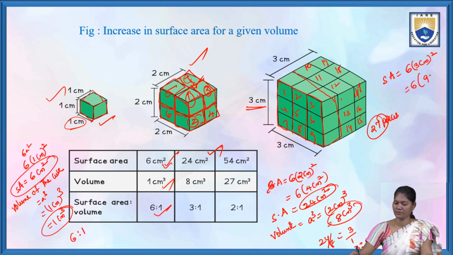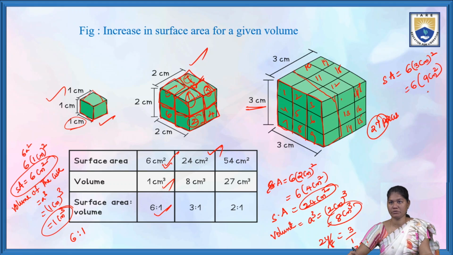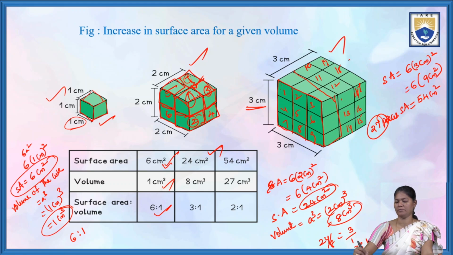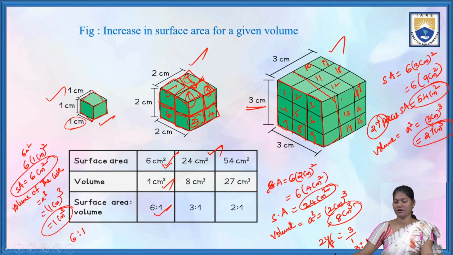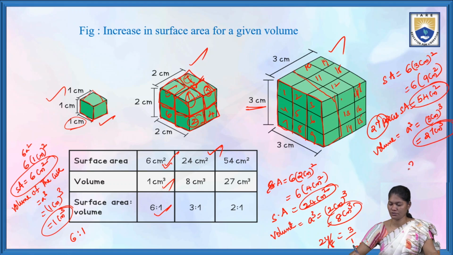Six into 9 centimeter square, so it is equal to 54 centimeter square. When it comes to the volume, 3 centimeter whole cube, 27 centimeter cube. So comparing the surface area to volume ratio, it is 2:1.